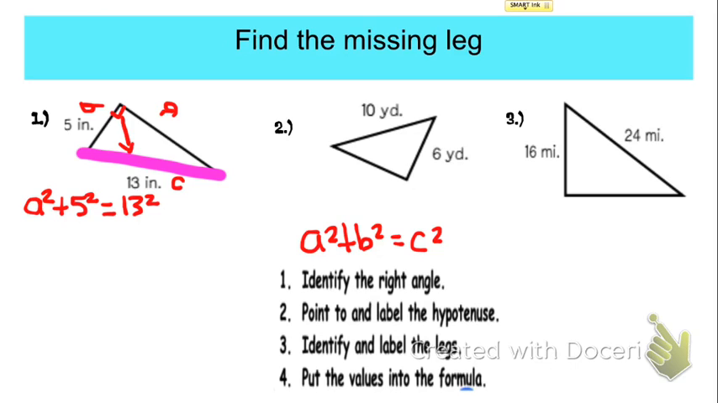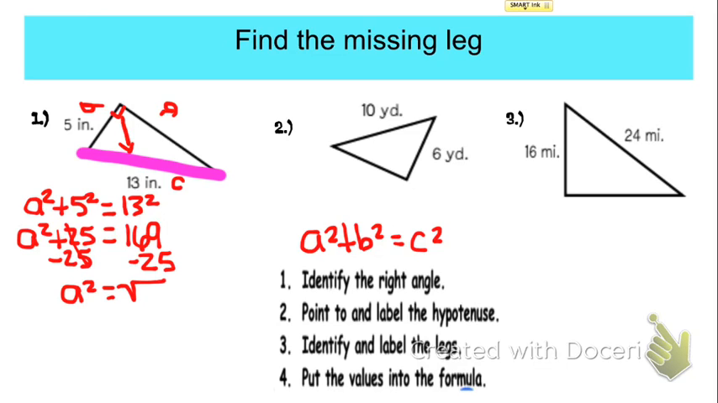So now I have to square what I know. So I'm going to bring down the a squared, and I'm going to say 5 times 5, and that gives me 25, equals 13 squared, and 13 times 13 is 169. So now I need to solve for a squared, so I'm going to subtract 25 from both sides. And I'm going to have a squared equals 169 minus 25, and that gives me 144.